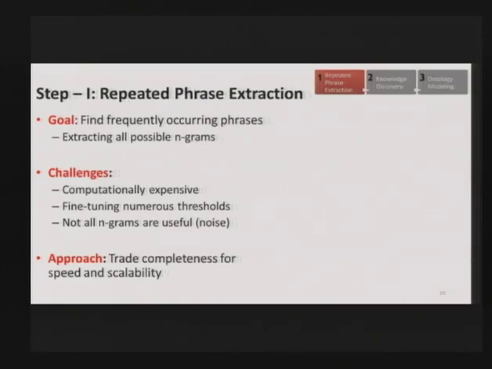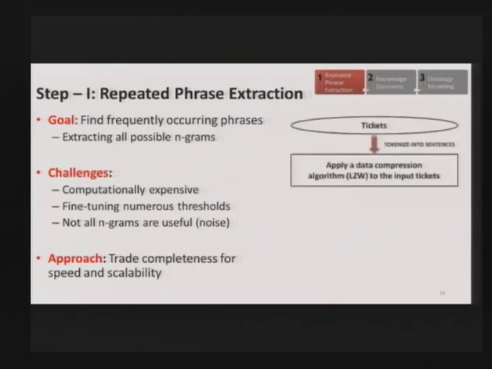However, when we tried utilizing existing approaches for n-gram extraction from natural language processing, we found several challenges. First, they were computationally expensive. Second, these tools have numerous thresholds that are difficult to tune. And third, not all n-grams are useful, as some of them constitute noise. I'll show you what I mean in the next slide. Therefore, our key idea to solve this problem is to trade completeness for scalability. What do I mean by this?